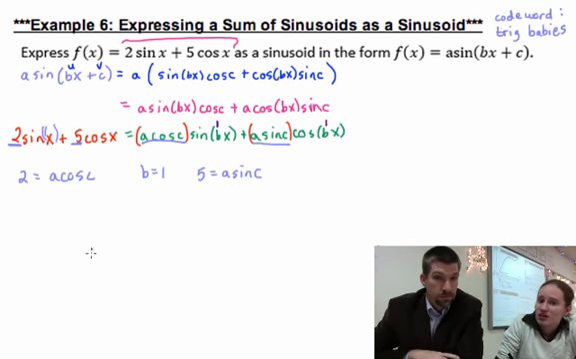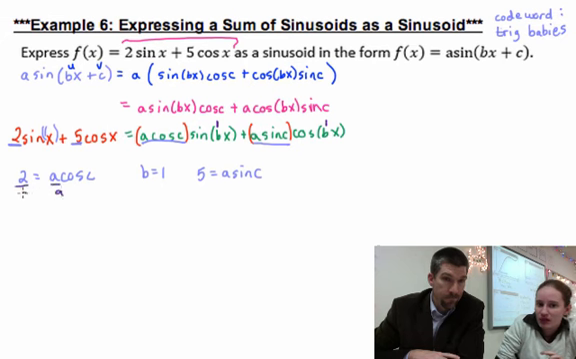Now, there's a couple different ways we can go about it. The book does something that I don't think is necessarily intuitive. So I like to look at it this way. See what you think, Mr. Hazelwood. We can solve this for cosine C by dividing both sides by A. So cosine C equals 2 over A. We all know that cosine is adjacent over hypotenuse.